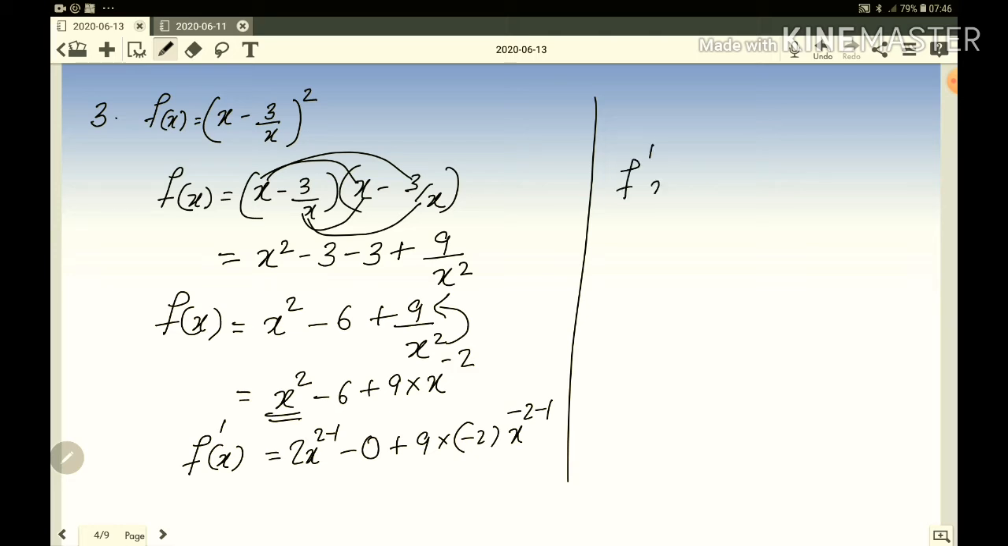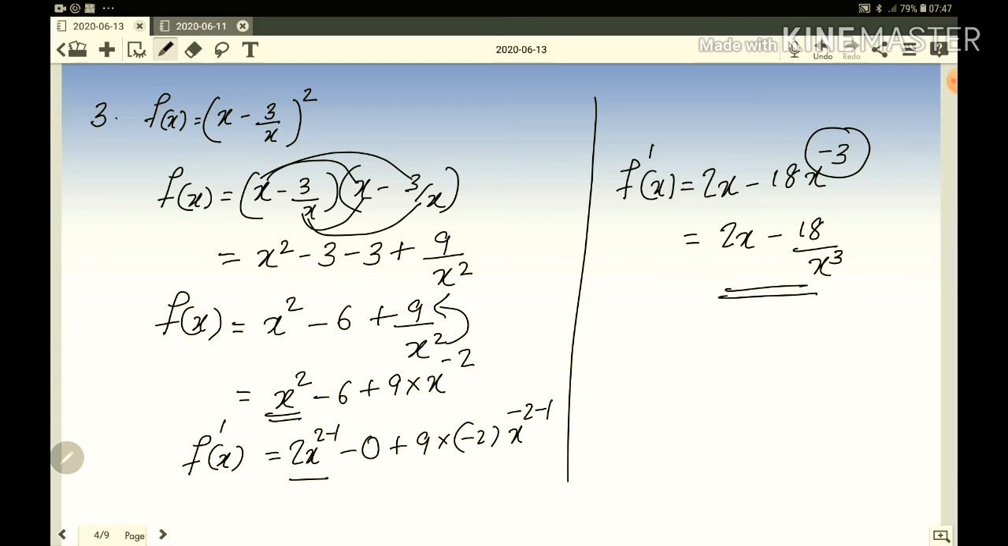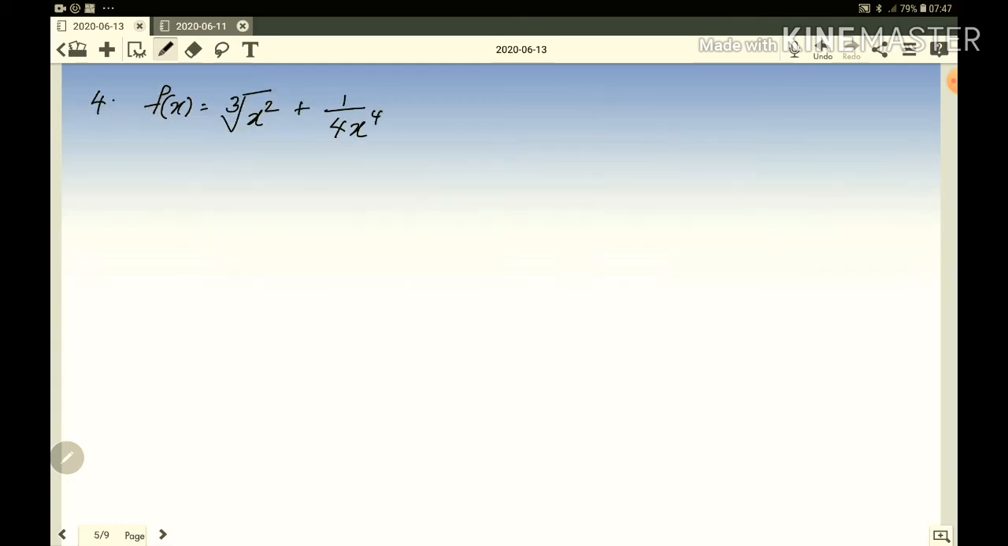That is f dash x is equal to, first term, what do you get? 2x. Then second term 0, you don't need to write it. Third term, plus 9 times minus 2 is going to be minus 18. Then x to the power minus 3. See, this is the answer. Still there is a problem, my negative power. That you know how to change it now, isn't it? 2x minus 18 divided by x to the power 3. So we are done. Is it clear? Okay, now we can go to the next question.